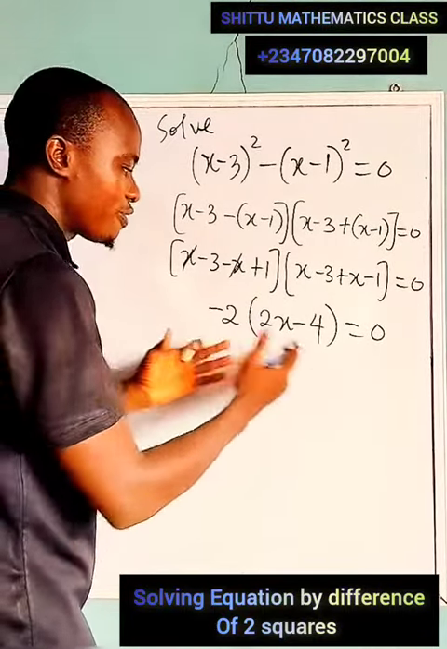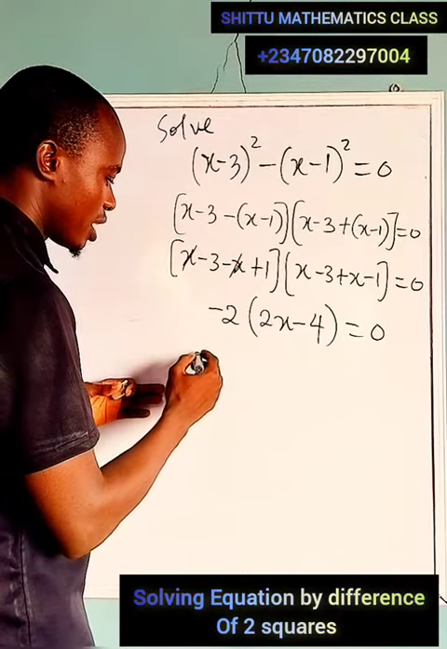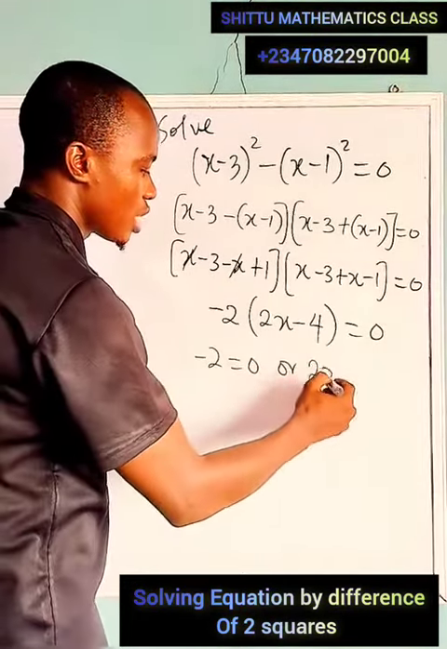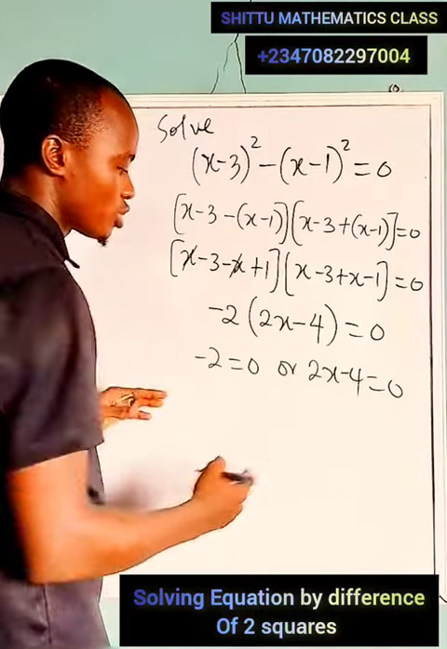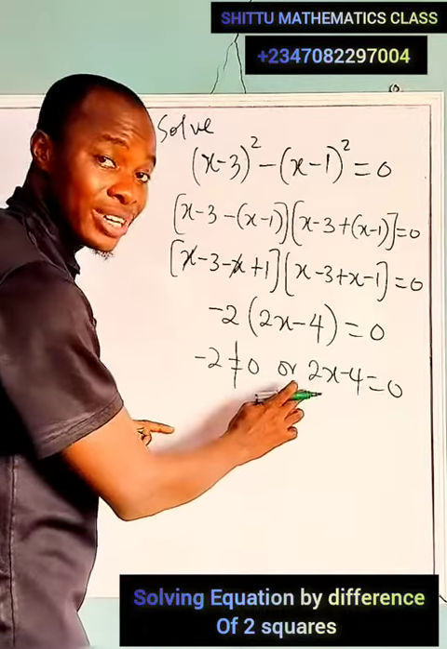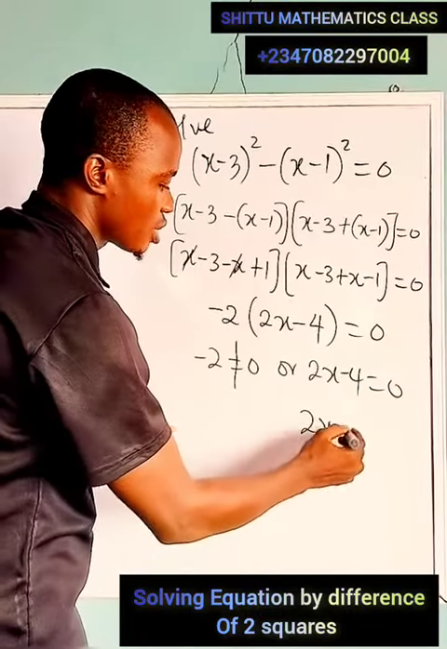So you know, when you have zero form equation, we said it's either minus 2 is equals 0 or 2x minus 4 equals 0. But here minus 2 can never be 0, so put it like this. So this is the only one that can be 0. I have 2x equals 2.